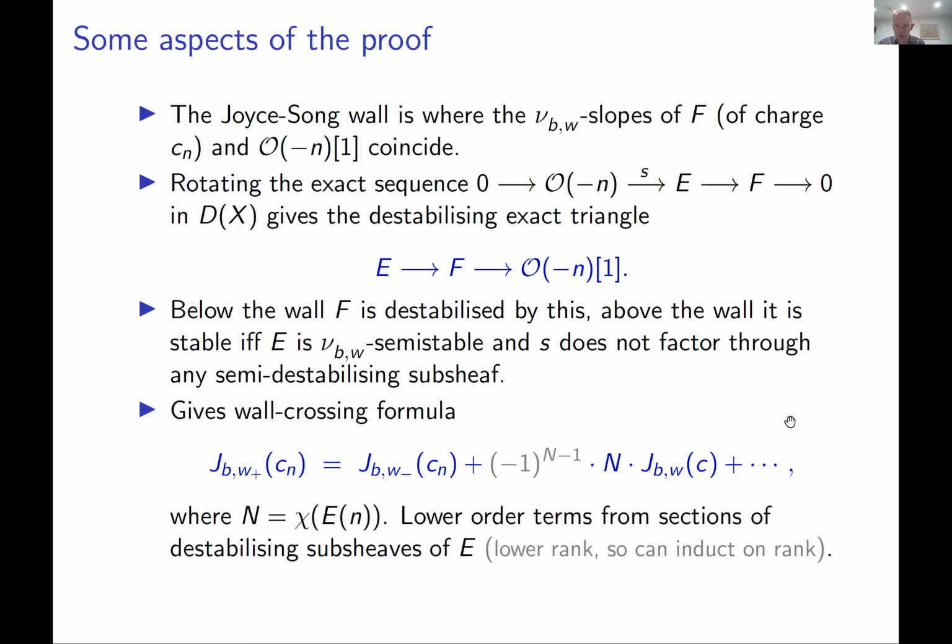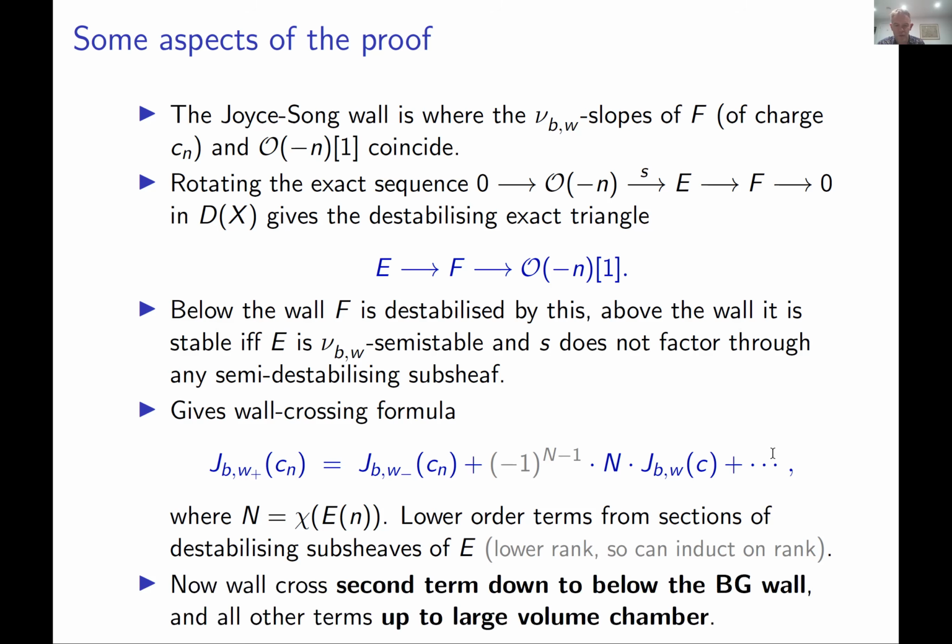But now the formula is more complicated because there are these dot, dot, dots. And the dot, dot, dots come from sections which factor through not just E, but maybe some part of E, so some semi-destabilizing subsheaf of E. But that has lower rank. And so there's hope of inducting here. There's some hope that even though sub-objects aren't subsheaves, even though you can have negative rank and so on, these corrections all correspond to lower rank invariants. And that's what we need to prove, and that's what we do.